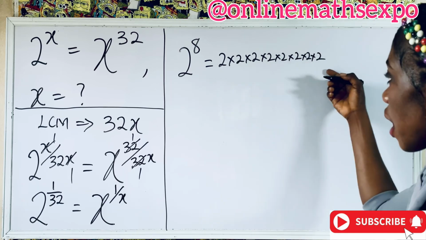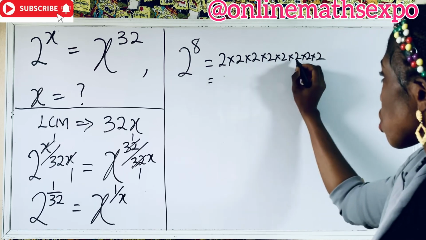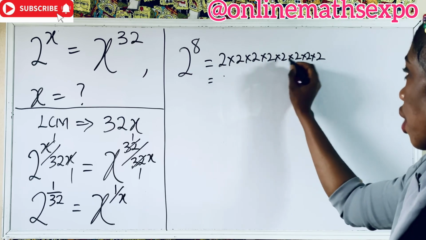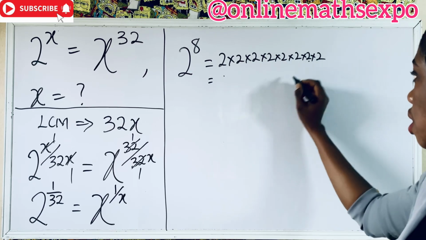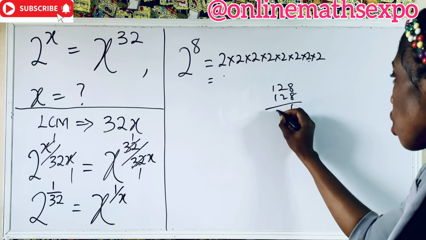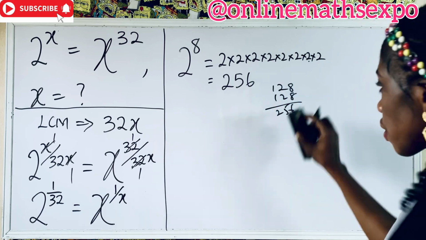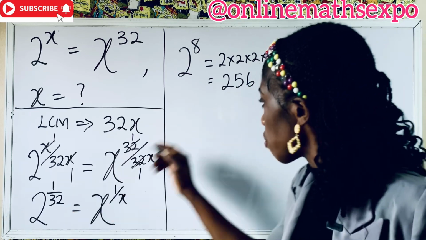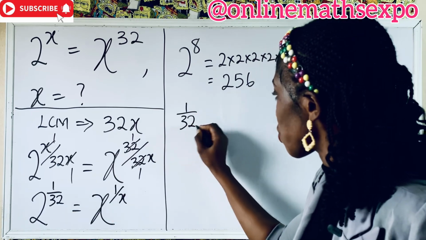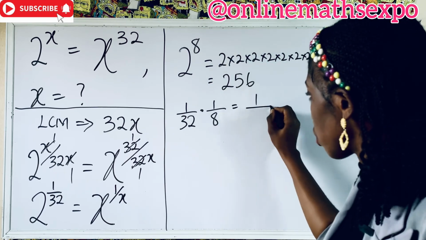And when you multiply it 8 times, this will give us 64, 128, and 128 times 2 will give us 256. So we're having 256. Okay, then do the same to the power. We have 1 over 32. If you multiply it by 1 over the same 8, you have 1.